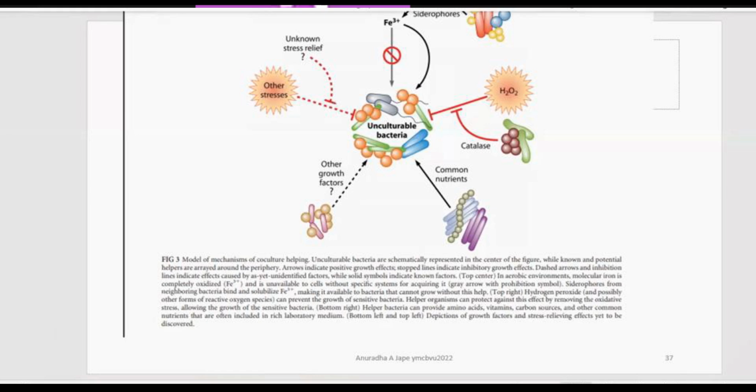So the potential role of these host associated unculturable bacteria is also one of the areas where the application of unculturable bacteria and the essence or importance of studying these uncultured bacteria is there. It is to be investigated, right?